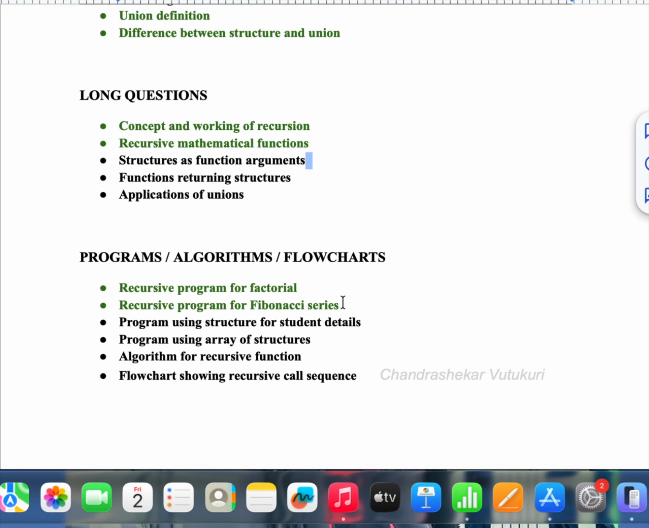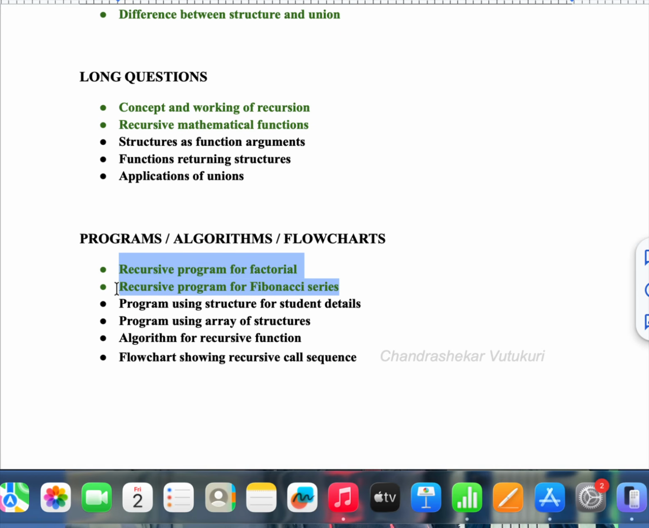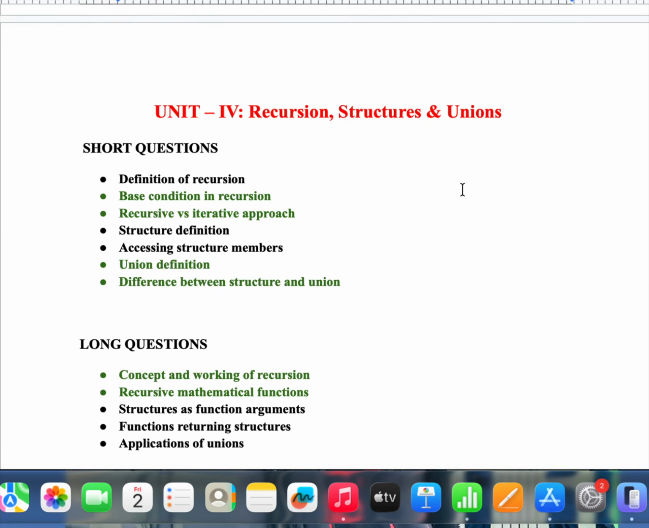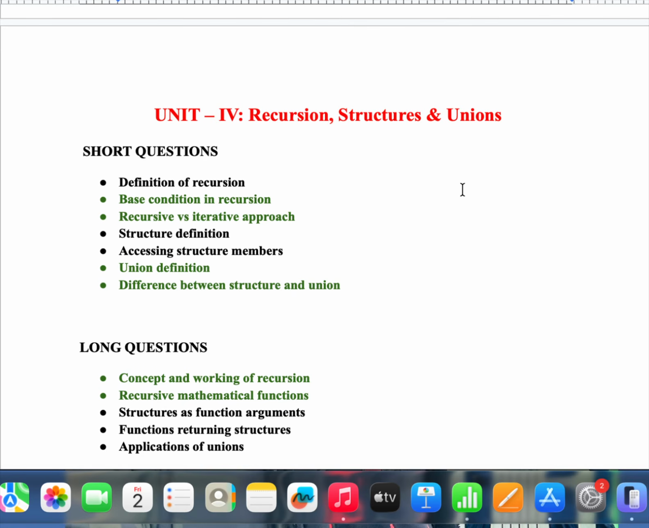The factorial and Fibonacci series for recursion are said to be the topmost questions here. Array of structures and the flowchart showing the recursive call sequence may also be questions. If you look here, the entire course, every unit, is too lengthy in its structure. It is just like an ocean. You should have thorough basic fundamentals from Unit 1, dear students, to score and pass this course.